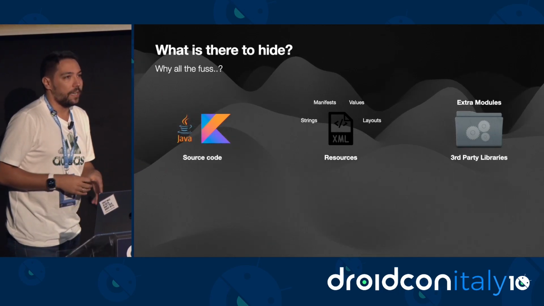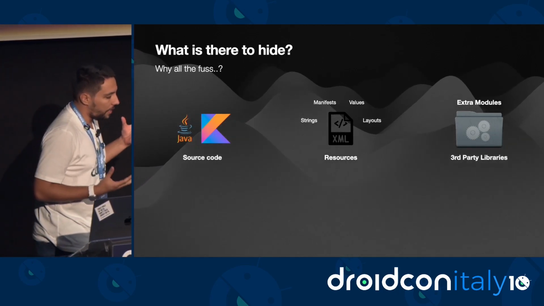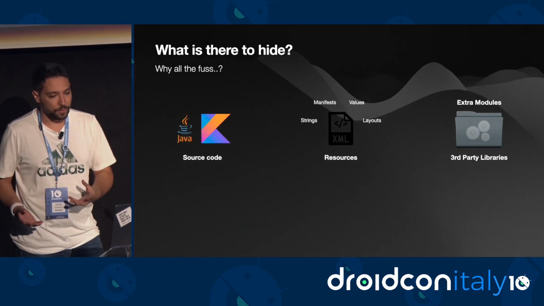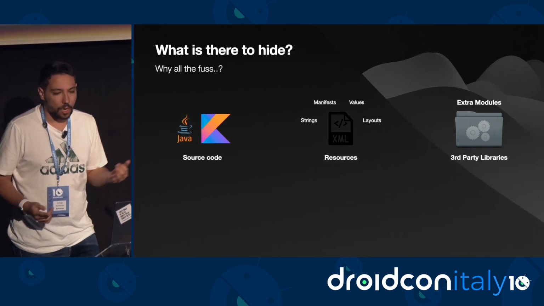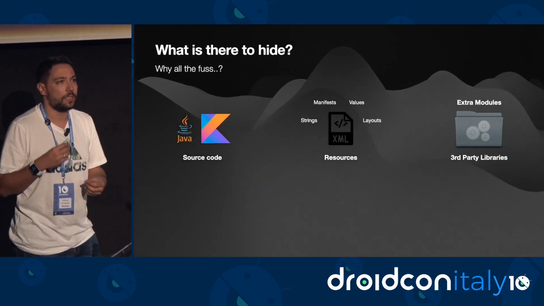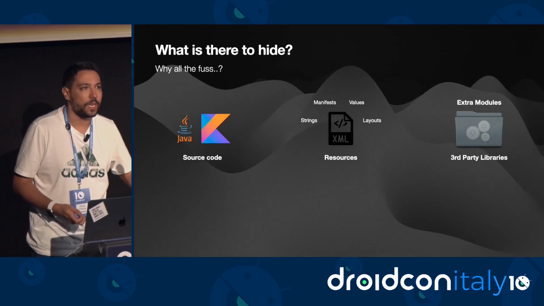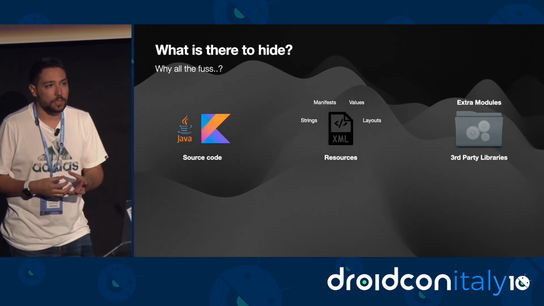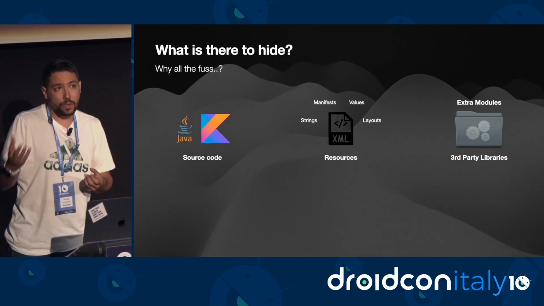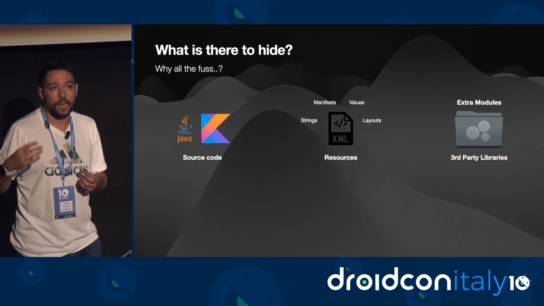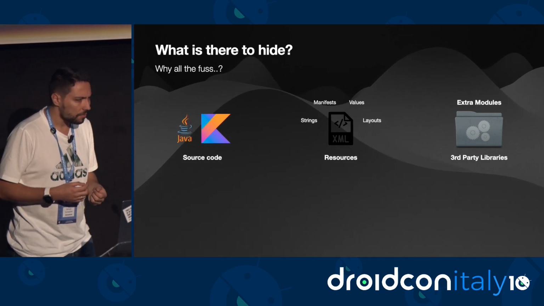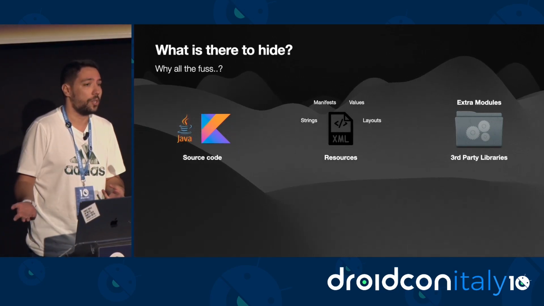Okay, so let us begin. What exactly is inside an Android application? What exactly are we trying to hide? Of course, we have our source code. We have our resources. Resources can be the manifest, images, strings, anything pretty much that sits inside the resources folder. And of course, we have all of the extra modules, all of the libraries that our application might be implementing. Some of them might be open source, some of them might not.